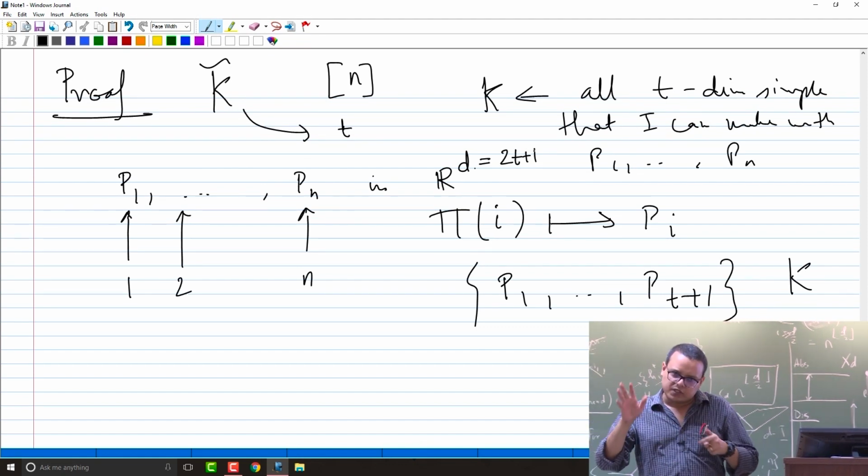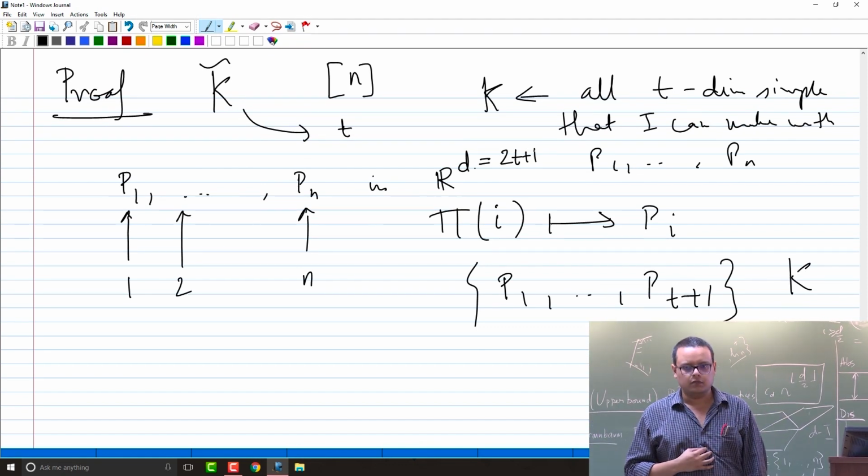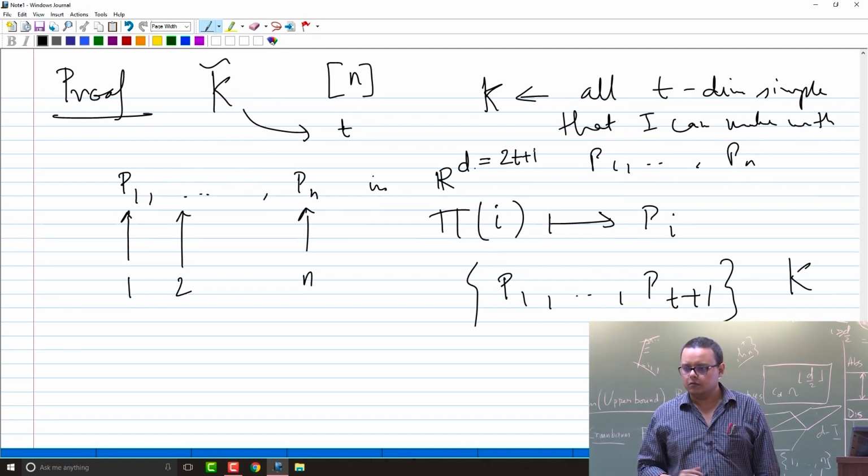But just adding proper simplices, is it good enough? I can add proper simplices, but they may intersect in the interior. Then how will I manage?